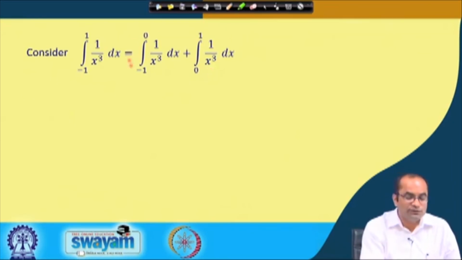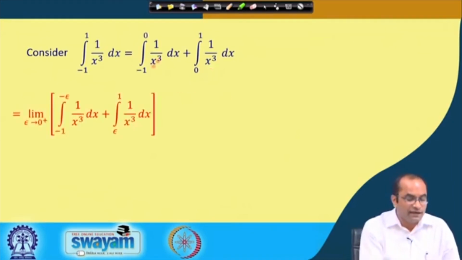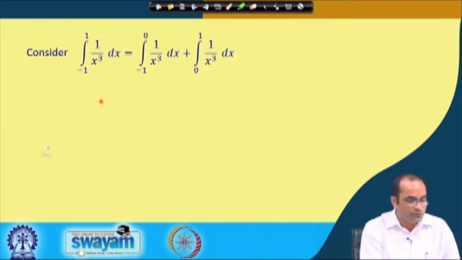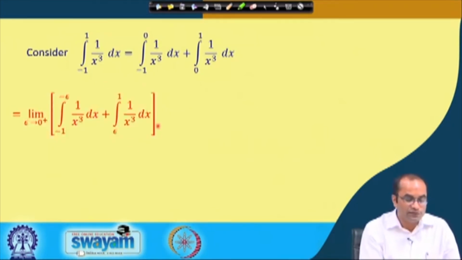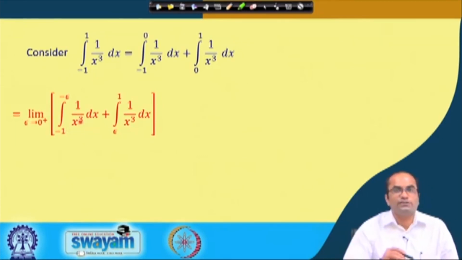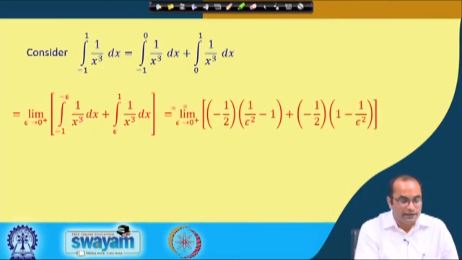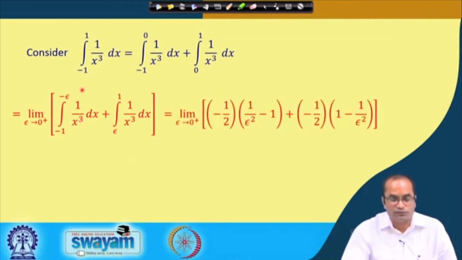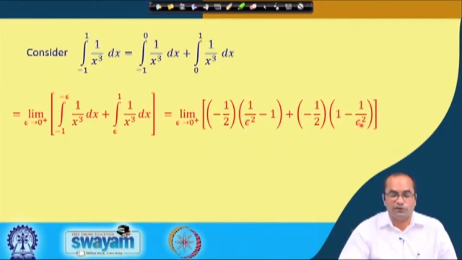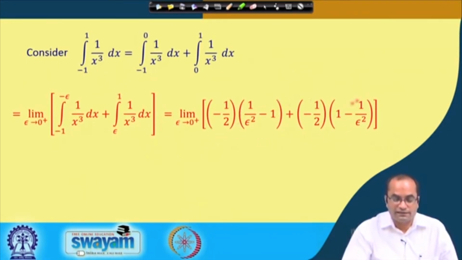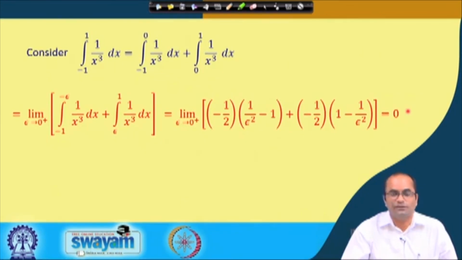If we use the first approach, introducing only one epsilon, then what happens when we compute this? The antiderivative of 1 over x cube is minus 1 over 2x square, and putting in the limits from -1 to minus epsilon, we get this. For the second integral we again get 1 minus 1 over epsilon. So these cancel out, and the limit is basically 0.